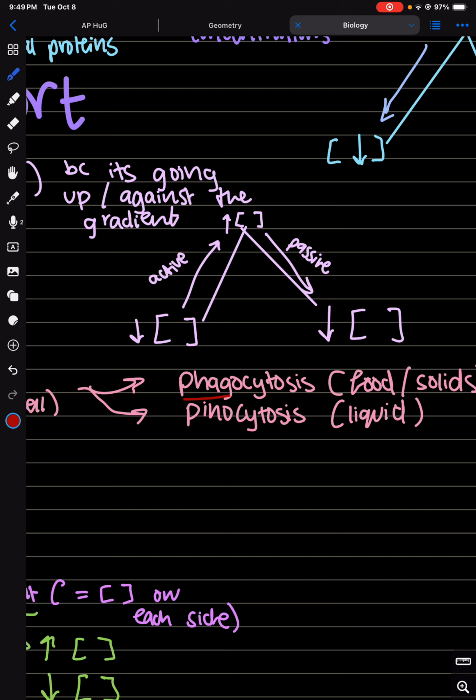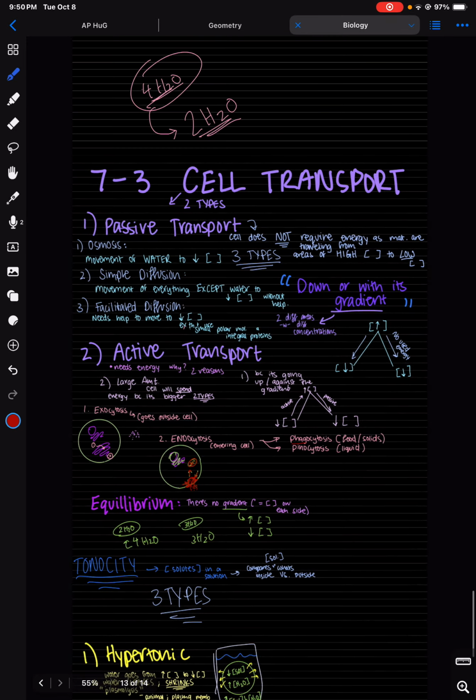So phagocytosis is with foods or solids, like foods or solids are moving. And then pinocytosis is liquids. She didn't really go into a lot of detail because we're going to learn this later on in the year, I think. But I would recommend reading the book on this lesson.